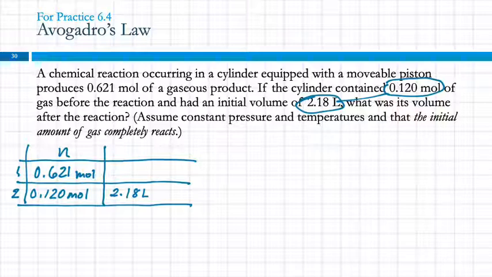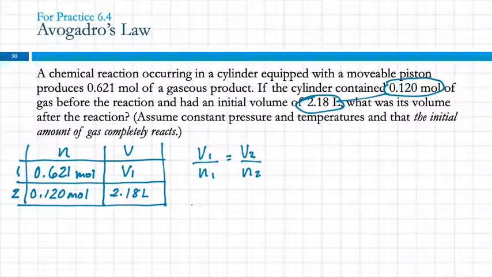So that is a volume, so I'm going to call this column V. And then I have one blank. That's going to be V1. They're asking for the volume after the reaction. So this is the moles after the reaction, and I'm going to try to find the volume. If it bothers you that the 1s and 2s are backwards, you can change that. It doesn't matter. So I need a relationship with N and V. It's V1 over N1 equals V2 over N2.